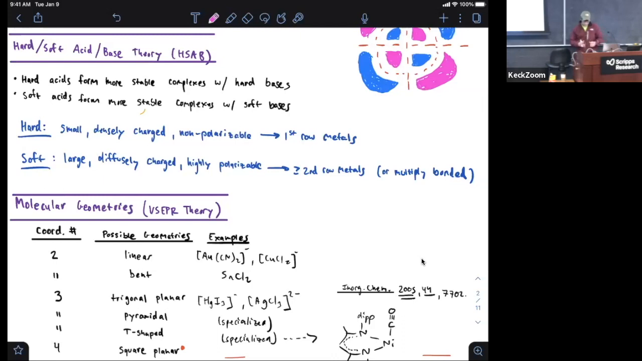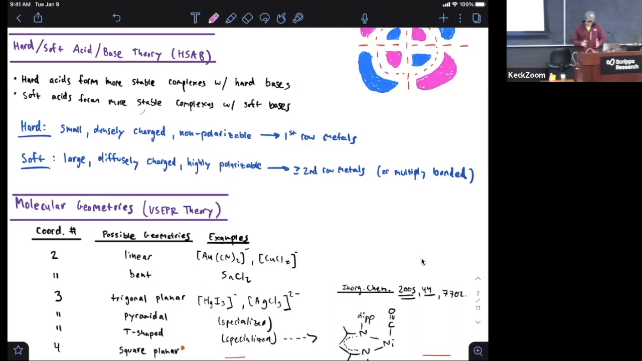The opposite is true of soft elements. These are atoms that are large, diffusely charged, and have highly polarizable electron clouds. And we consider second and third row metals, or metals containing multiple bonds, to be soft metals.